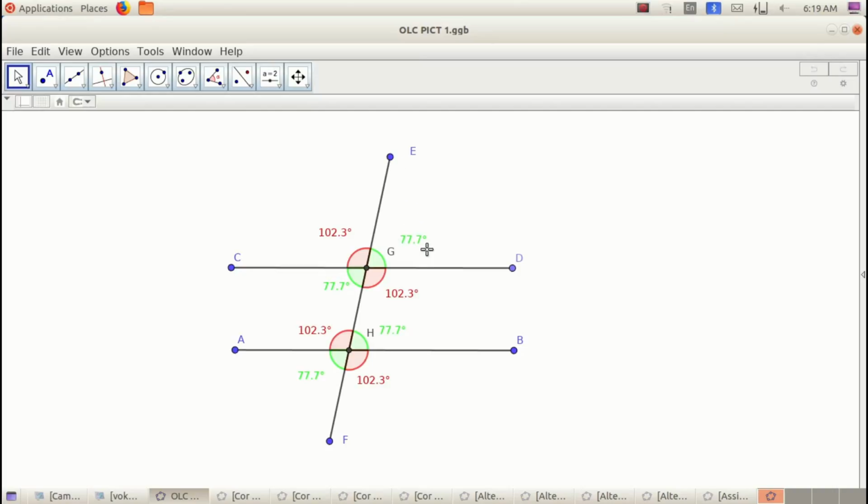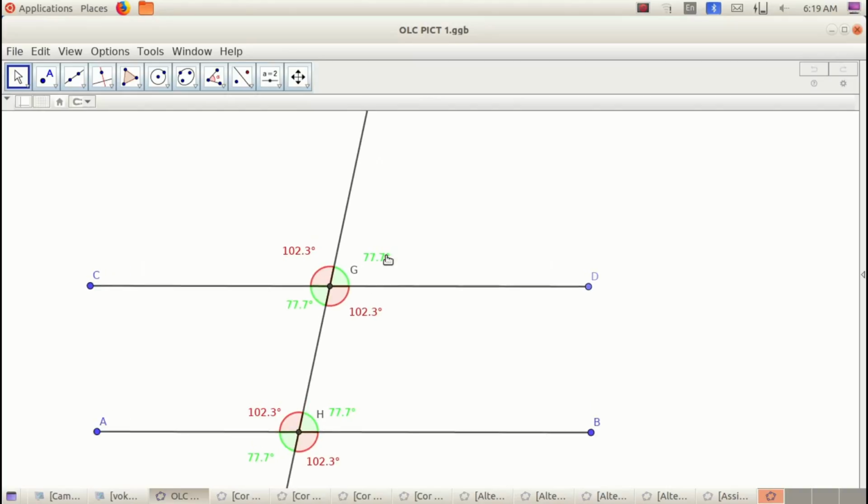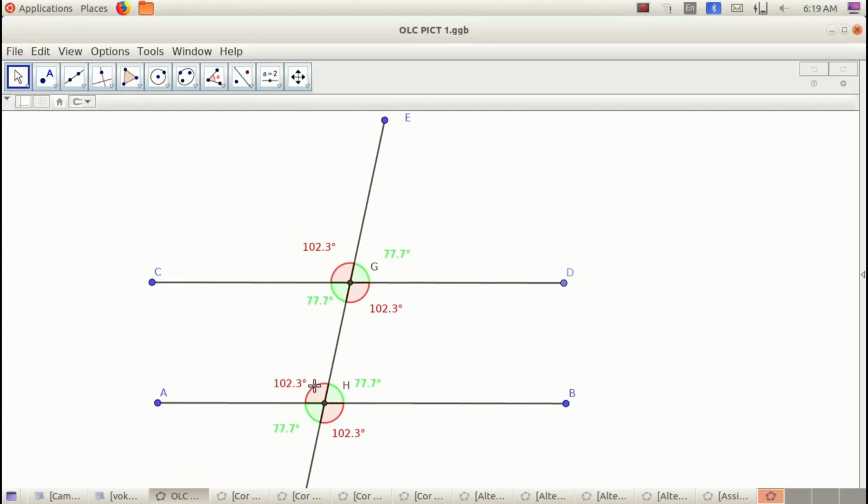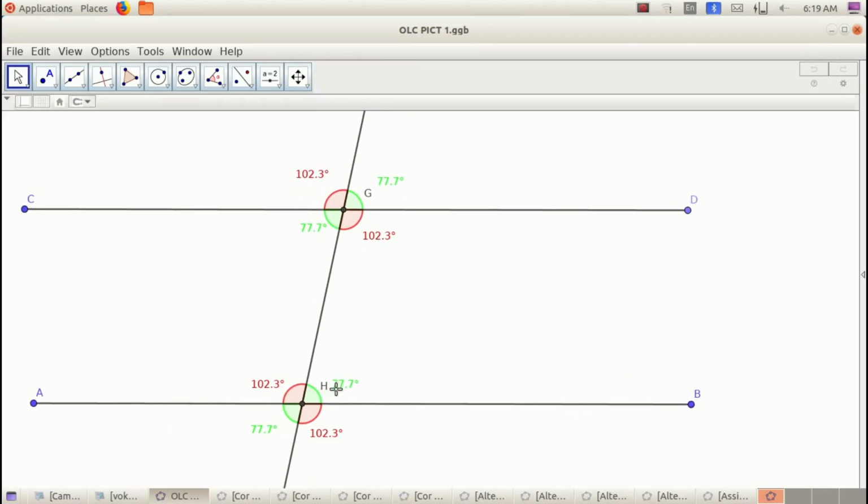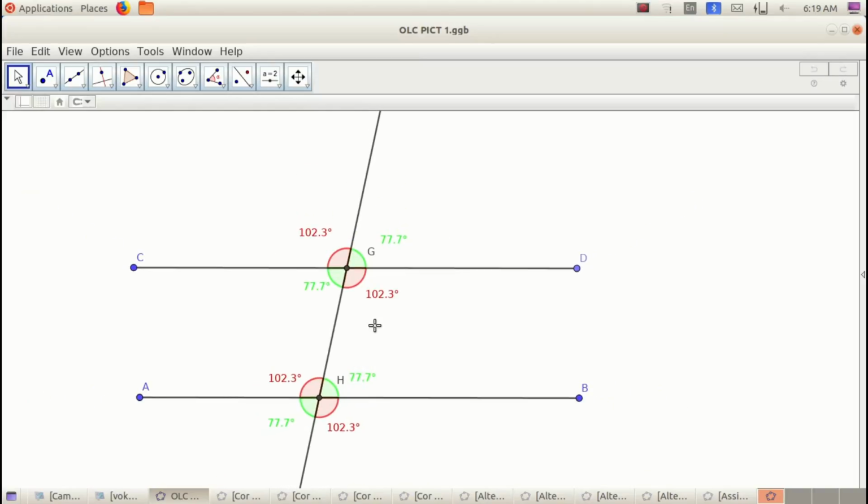Here you can see an angle, angle DGE. How much is the measurement here? 77.7. What about the measurement here? Here also 77.7. Then we can see this slant and this slant are the same.